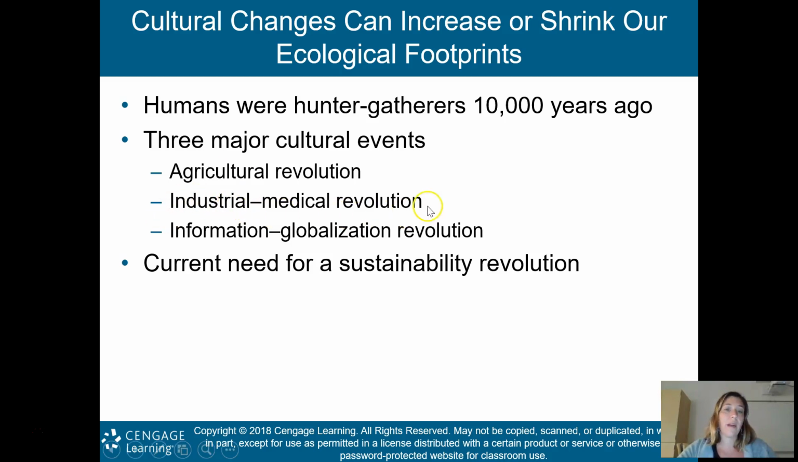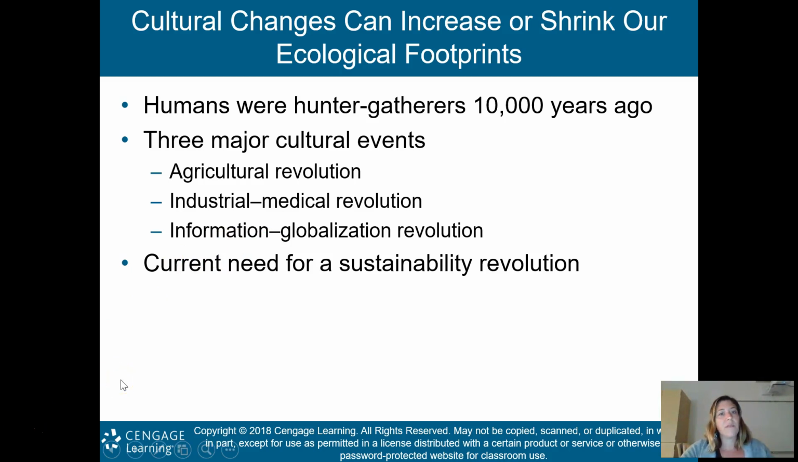This next one is the industrial medical revolution. So this began about 300 years ago. And this would be large scale production of food, people moving from rural areas to more urban areas, learning how to get energy from fossil fuels and using those in different capacities. And with the medical part of this revolution, even longer lifespans and access to medical advances and technology to live healthier lives. Okay, and then lastly, here you see this information globalization revolution. So this would be just starting about 50 years ago, and with the development of new technology, which allows us very quick access to information and resources on a global scale.